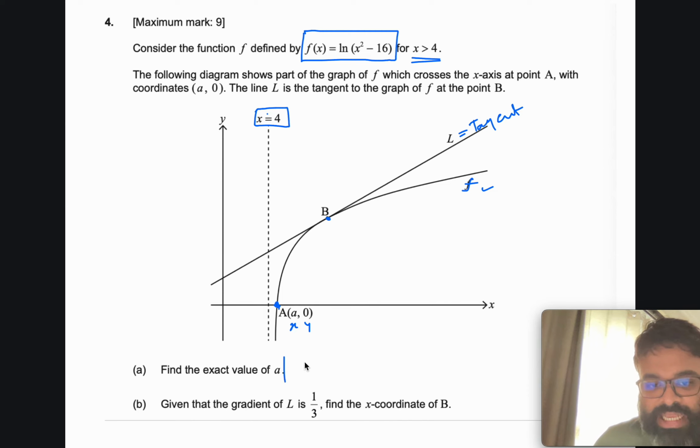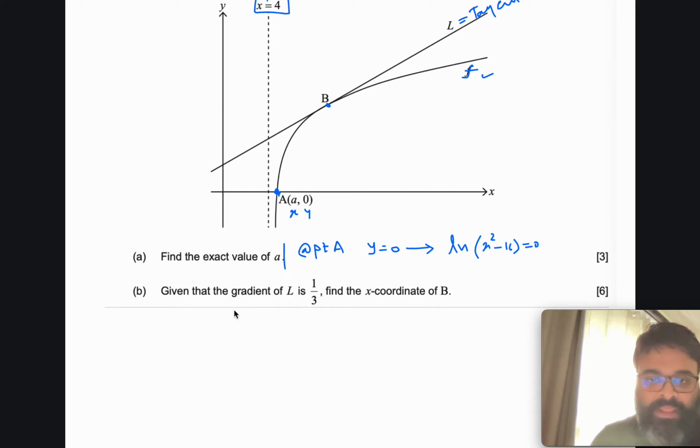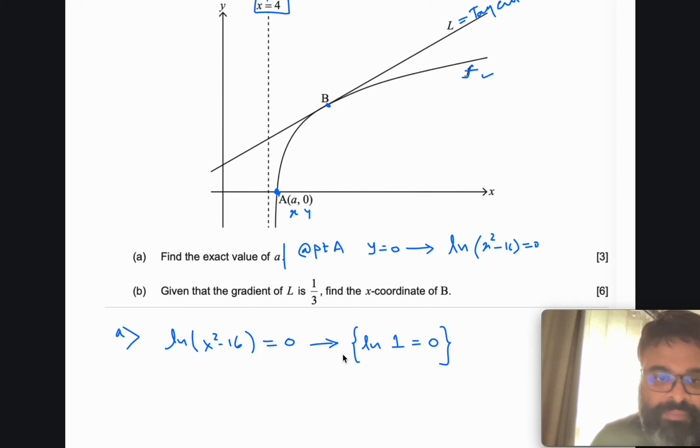So at point A, y is equal to 0. So that gives you, you can make this as 0. So you have ln of x square minus 16 is equal to 0. Get some more space here. So I'll solve that A here. Ln of x square minus 16 is equal to 0. So we know that ln of 1 is 0. Ln or log of 1 is always 0. So you know that x square minus 16 has to be 1.